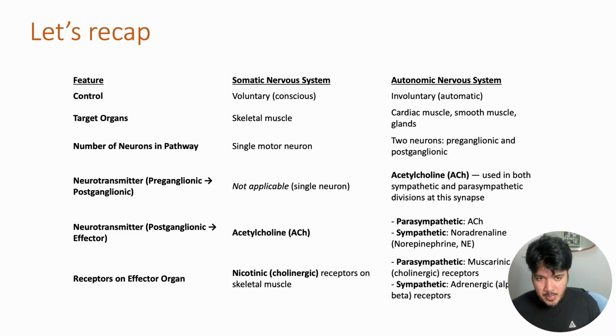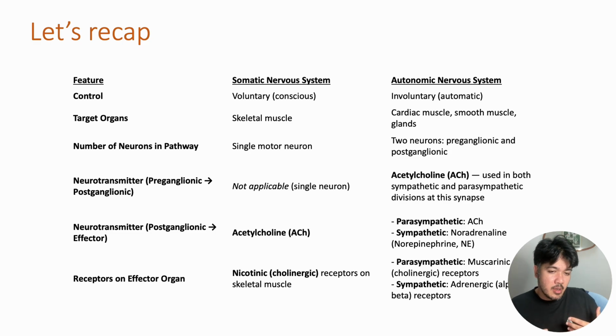When we looked at the schematic, we went over the somatic nervous system, and it's one direct motor neuron before synapsing on your muscle, whereas in your autonomic nervous system, you have your preganglionic and postganglionic fiber. Now, in terms of neurotransmitters between your pre and postganglionic fiber, it does not exist for your somatic nervous system because it's a single neuron. However, in your autonomic nervous system, they communicate with a neurotransmitter called acetylcholine. And that happens in both your sympathetic and parasympathetic division.